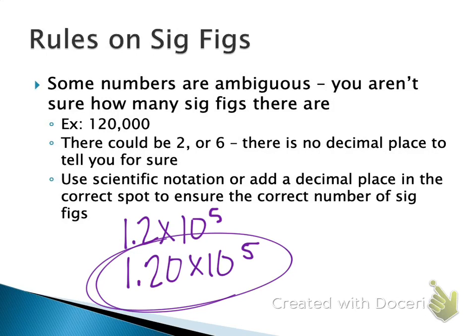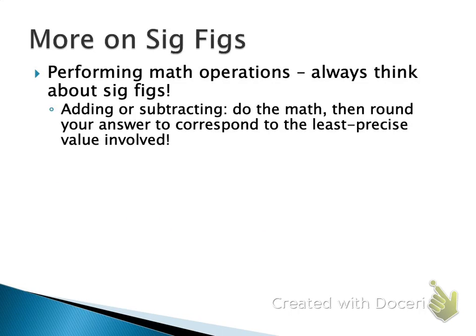All right, now we're going to add significant figures into our math operations. When you add and subtract and you're thinking about significant figures, you do the math just like usual. And then you round your answer to what we would consider the least precise value involved. And I'm going to add a little extra here. Least precise value involved. You're going to look at decimal places.